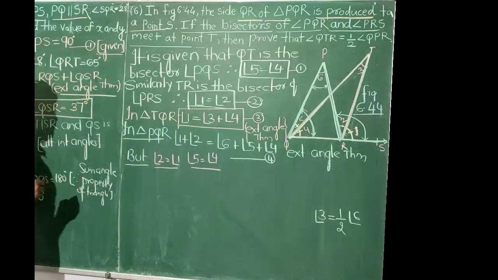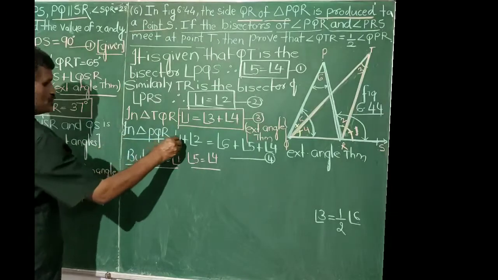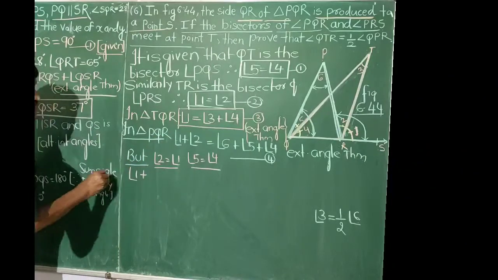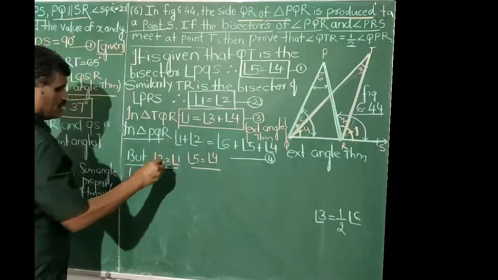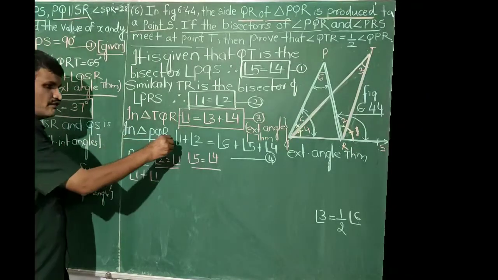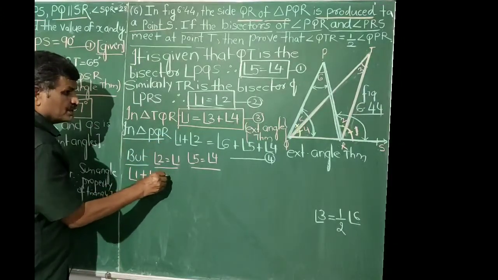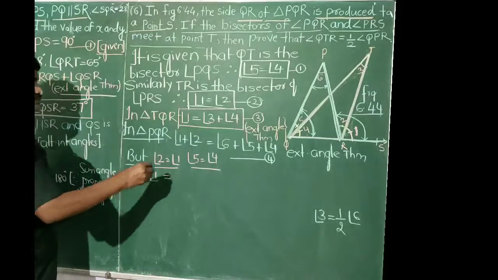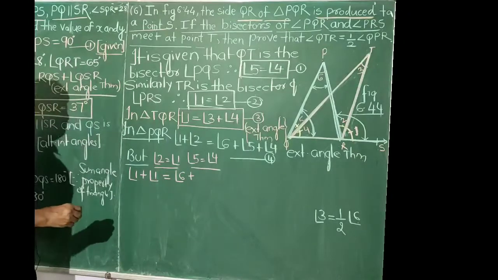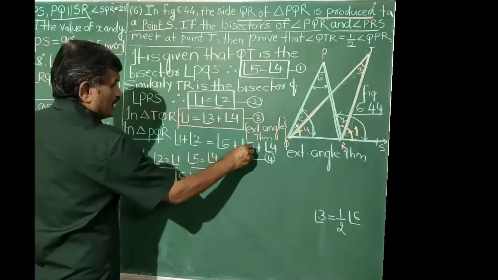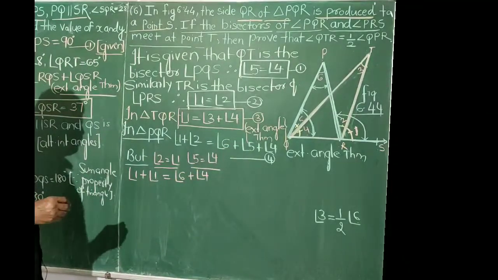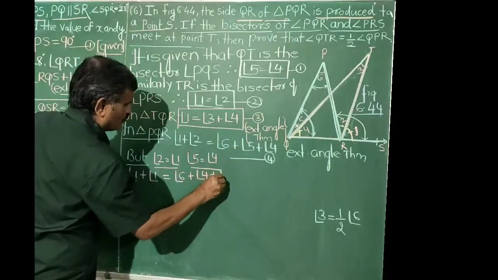So in this equation, what am I going to put? Angle 1 plus, instead of angle 2, I will once again write angle 1 only, is equal to what is here? Angle 6. So I will keep angle 6 as it is, plus what is written here? Angle phi. Angle phi can be written as angle 4 plus angle 4.